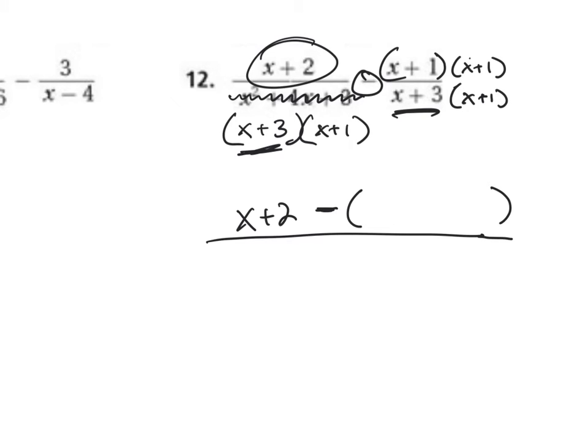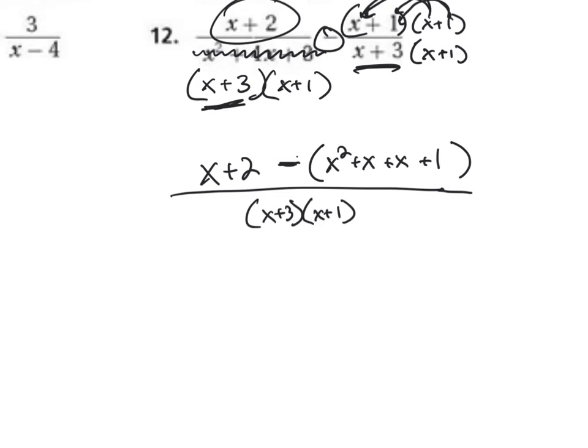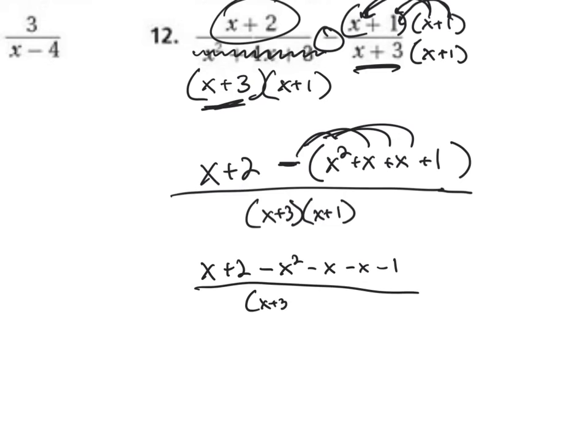So I have FOIL, so I'm going to go x squared plus x plus x plus 1 all over the groups. And once we get those groups together, remember, just write it once on the bottom. All right, but now that minus sign was super important because it's got to go across here. X plus 2 minus x squared minus x minus 1 all over x plus 3, x plus 1.